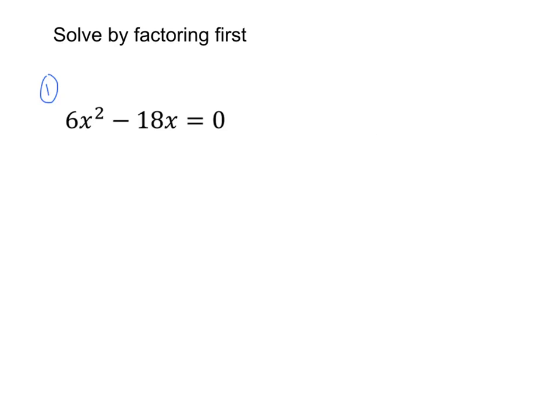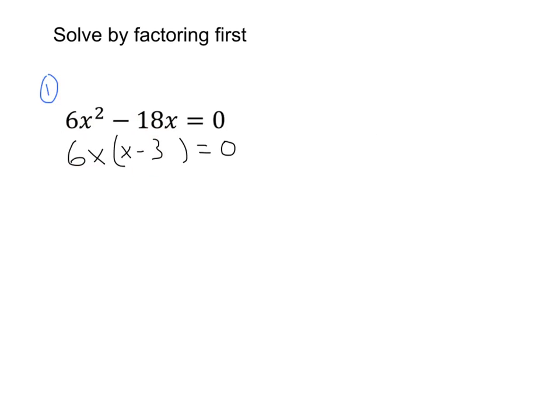6x squared minus 18x is equal to 0. What we're going to do is factor this, and you'll see why that is going to be so useful in a second. If we factor out the greatest common factor, which is 6x, that will leave us with x minus 3 inside. Always double check: 6x times x is 6x squared, 6x times negative 3 is negative 18x. So we've done our first step by factoring.